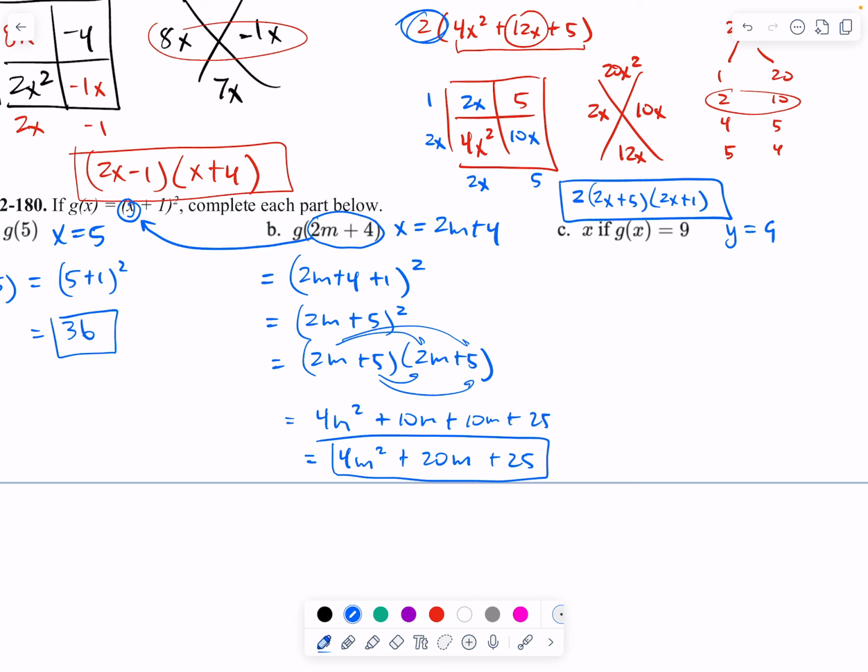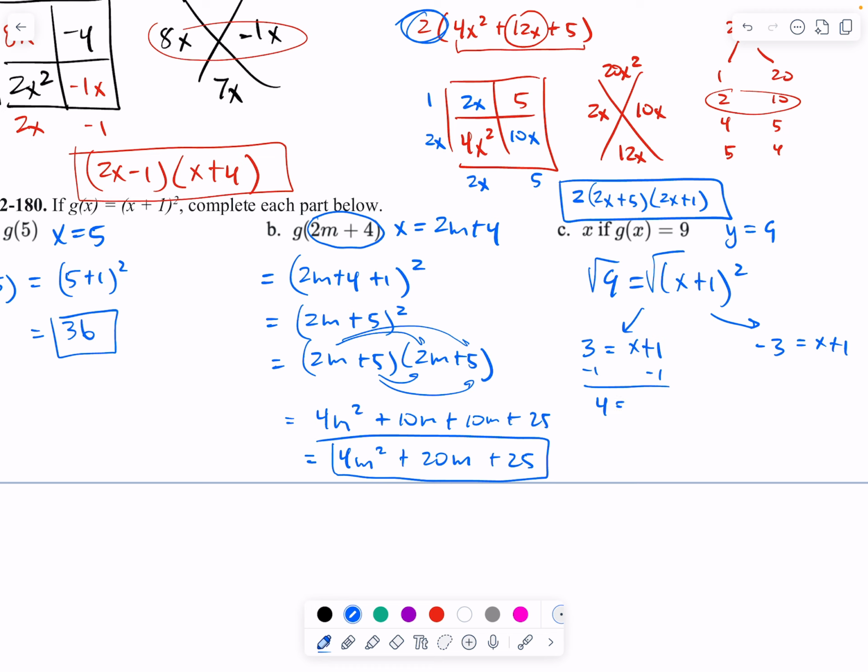Lastly, now we want to solve for x if g of x is equal to 9. So now I'm going to say 9 is equal to, and I'm hiding the original equation over here, x plus 1 squared. So I'm going to go ahead and solve for x by taking the square root of both sides. And so this has two possibilities. The square root of 9 could be 3, or the square root of 9 could be negative 3. So I'm going to say either 3 is equal to x plus 1, or negative 3 is equal to x plus 1. I'm going to subtract 1.